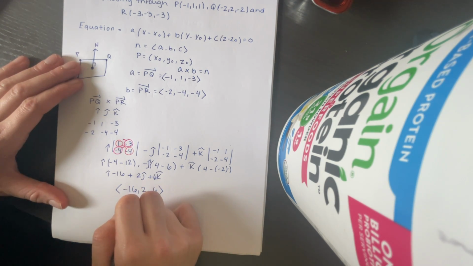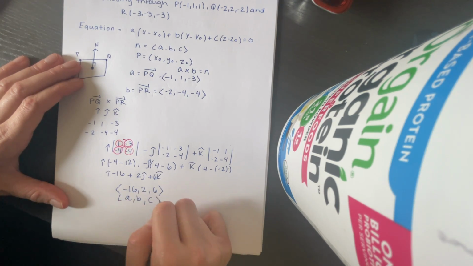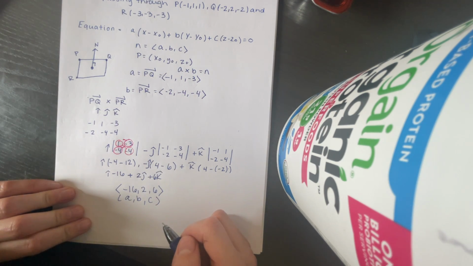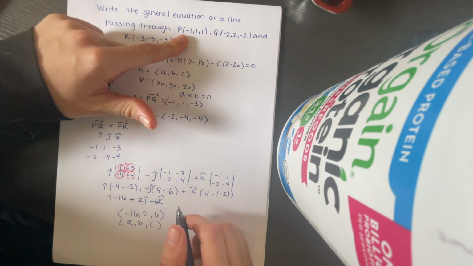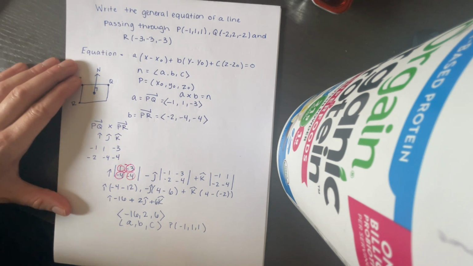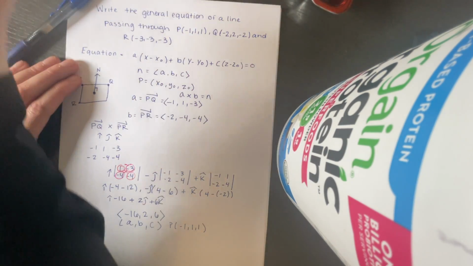Okay, so we have negative 16, 2, 6. So that'll be our A, B, and C in our equation, which is up here. So now we can pick any point. I prefer to pick an easier point. So we have this point right here with all the ones. So I'm going to pick that. And then all you have to do is plug this into your equation, which is right up here.